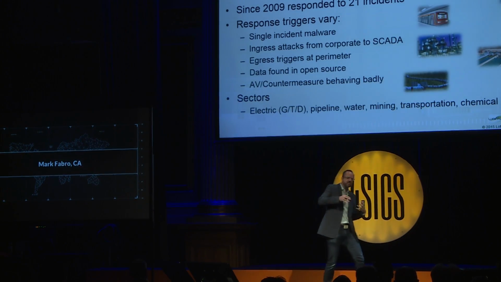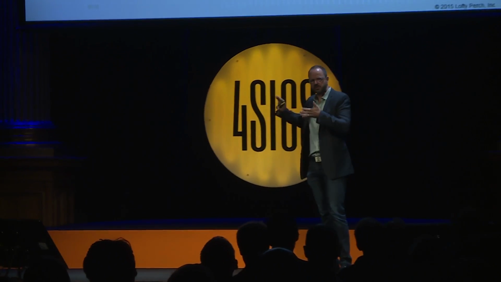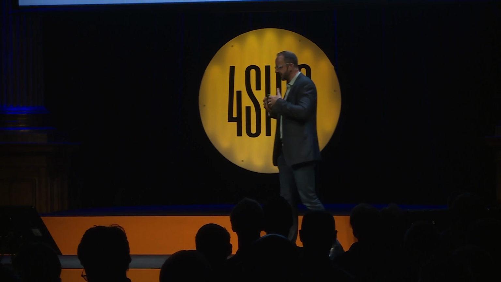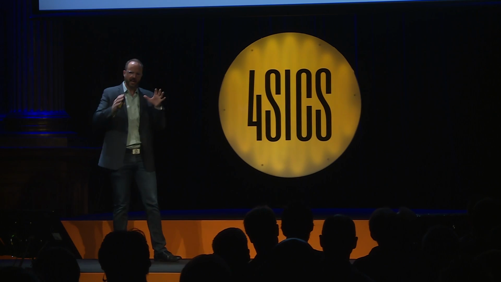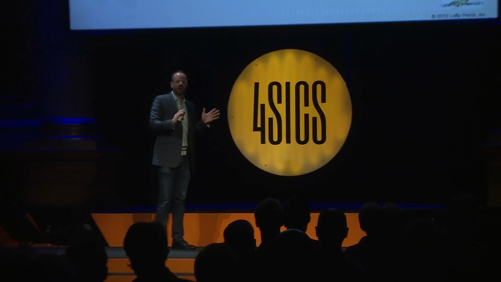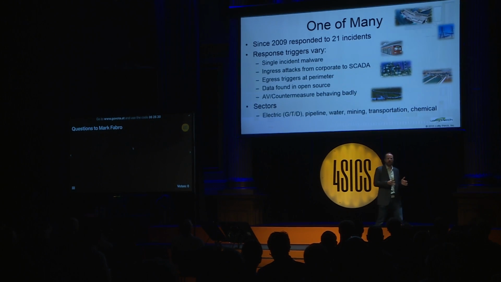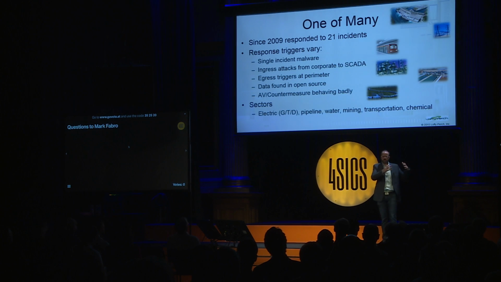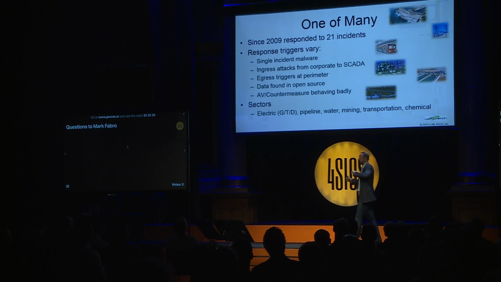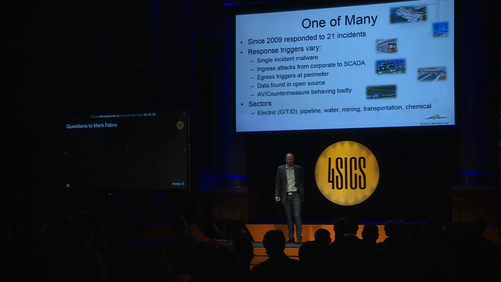For us, we've done a few of these, not like ICS-CERT or CCIRC in Canada. We've done about 21 of these since 2009, and the response triggers have varied. The reasons we get to do these are broad, and some of them are quite hilarious. First of all, you have single incident malware. Most of the time, perhaps 90% of the time, organizations find a virus in their control system and they freak out. They go, oh my God, it's the end of the world. We're physically and logically separated. There's no way anything could have been here. Please help us. And it turns out to be nothing.